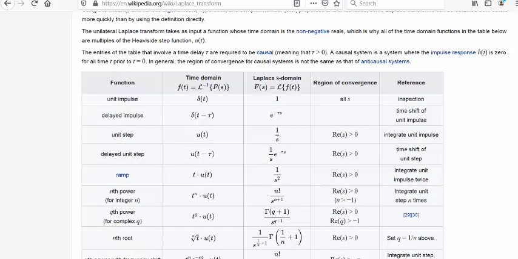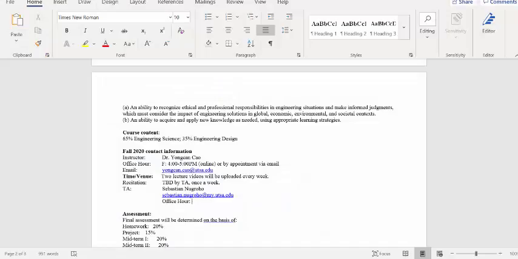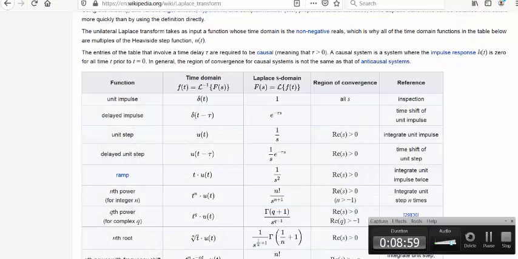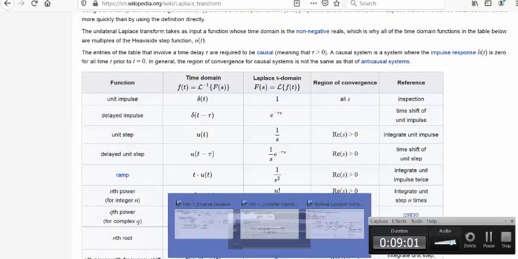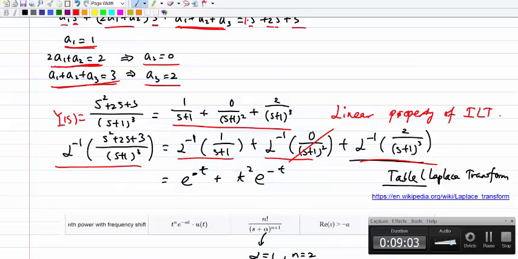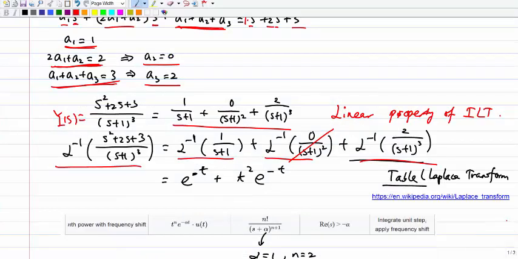For example, the inverse Laplace transform of this one is just t, and the inverse Laplace of this one is equal to this, and so on and so forth. So we can pretty much use this when we try to figure out the individual ones. Let me go back to the original slides. For each individual term, we can use the table.